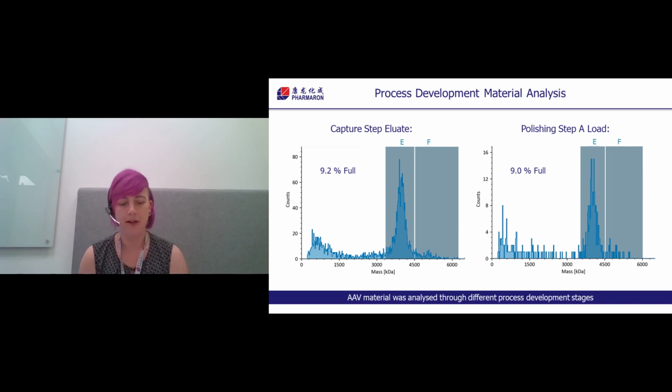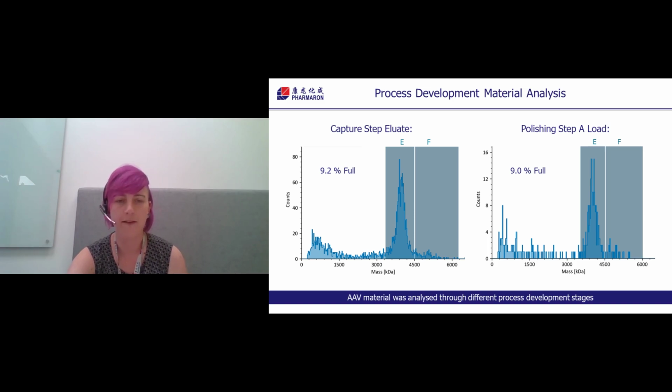So now I'm going to move on and show you our process development material analysis. So we took samples from a non-optimized process. As part of this process, we have a capture step followed by 2 additional polishing steps. So this data here is the data we observed for the capture step eluate. So what's eluting off of the capture step, and we saw approximately 9% full.